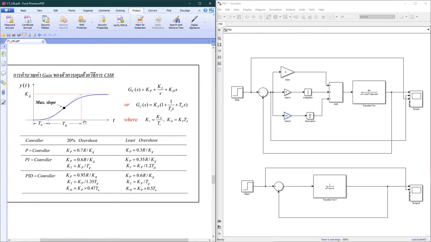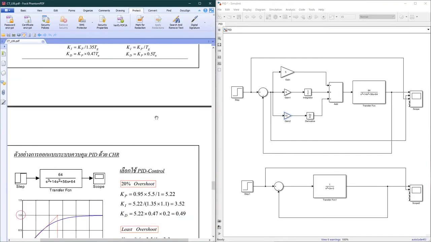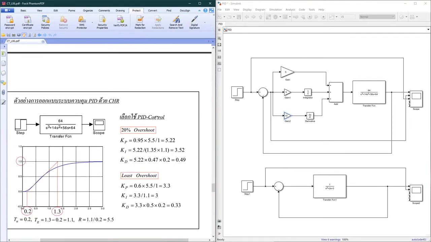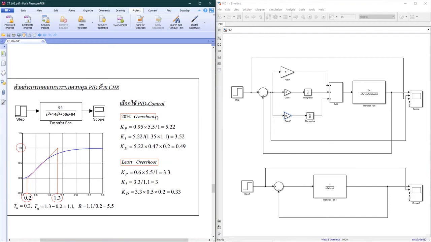In this formula, there are two types of formula we can choose, which are 20% overshoot and least overshoot. For 20% overshoot, the system works very fast, but it has overshoot of about 20%. But the least overshoot system may be slower, but the overshoot will be very low. It depends on the application of the system. Okay, let's take a look at the simulation.